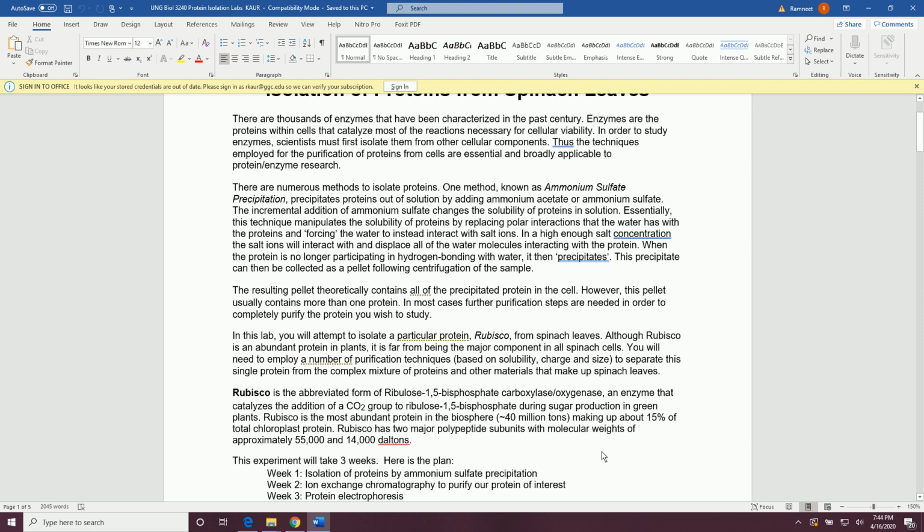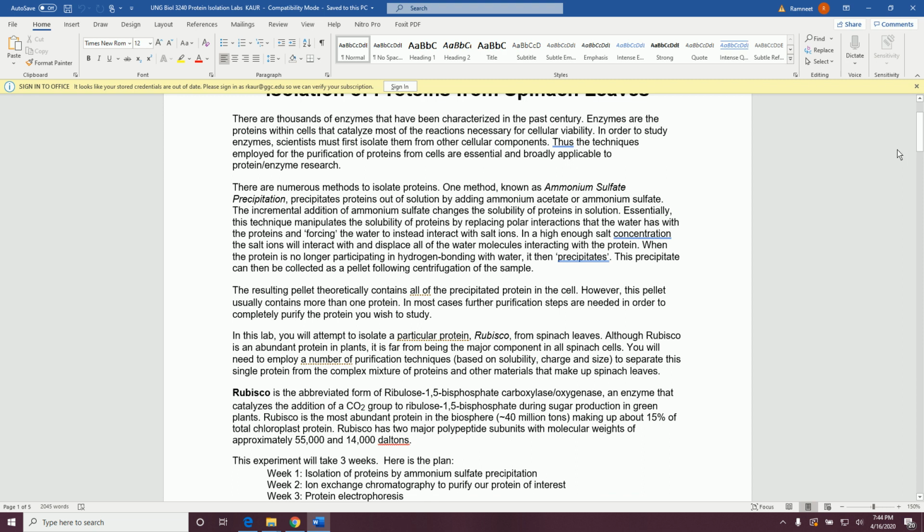The important thing to know about rubisco is that when you run this protein on the polyacrylamide gel, you can expect two polypeptide chains. One is of 55 kilodaltons, another is of 14 kilodaltons. These are the two major polypeptide subunits which we expect to run on the gel. Okay, so let's go over the material for this lab.